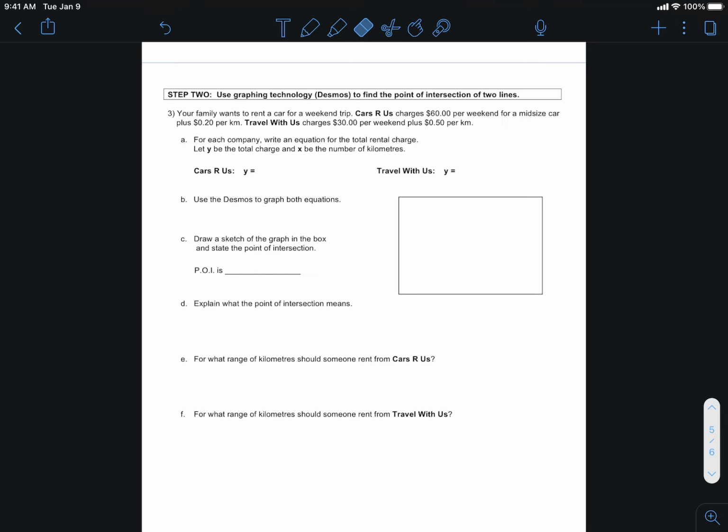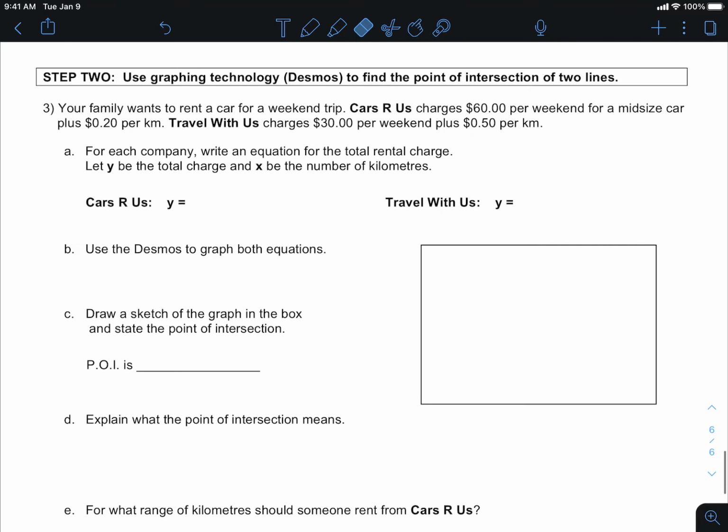So again, you can understand why I showed you all the things I did before the break, right? If we look at Cars R Us here and come up with the equations, here's Cars R Us's equation. We'll do it in blue.